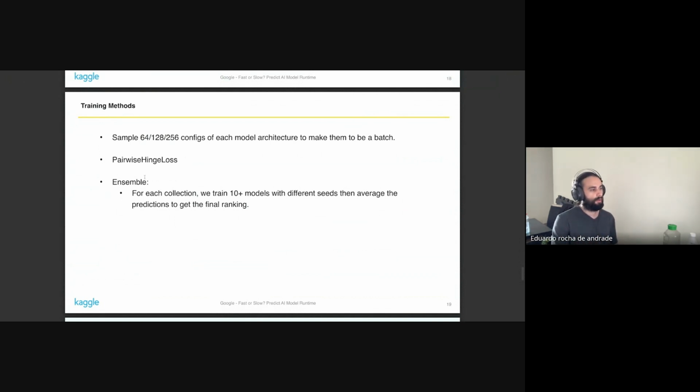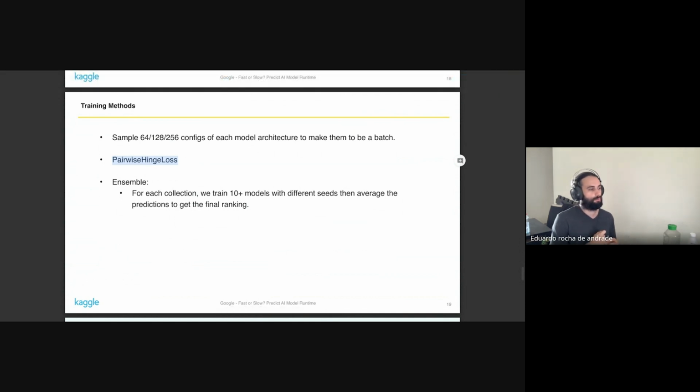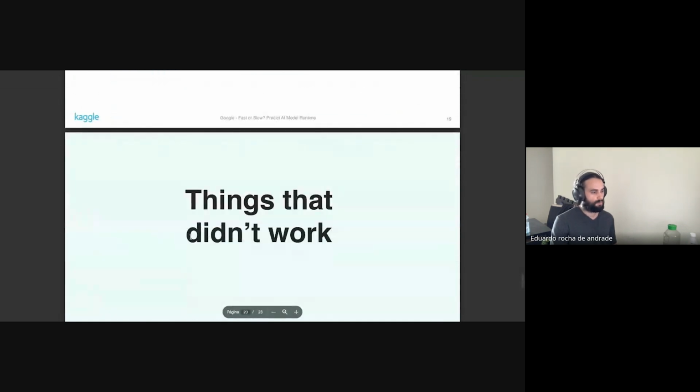And then we use pairwise hinge loss. We tried different loss functions. This was by far the one that improved the results the most. And in the end, we opted to use ensembles, not only because of the improvement of results, but also due to stability. We're quite afraid of a shakeup. So the ensemble really helped with the stability, as we had seen in previous competitions and from experience.